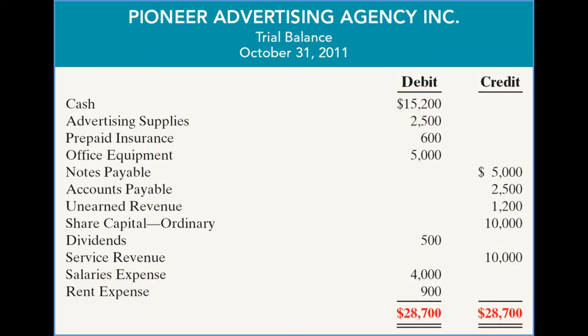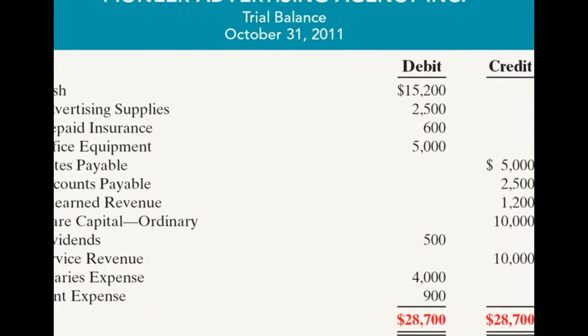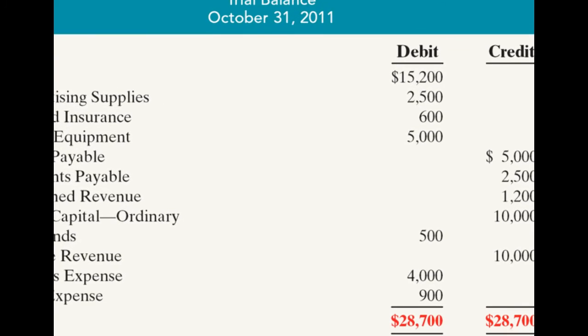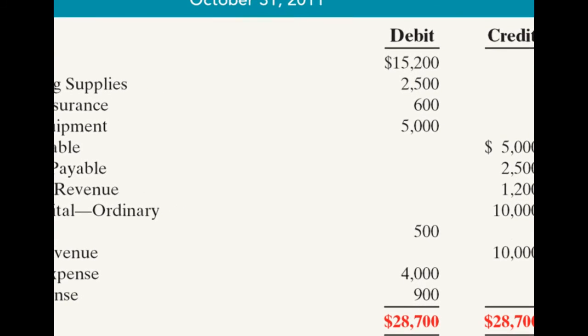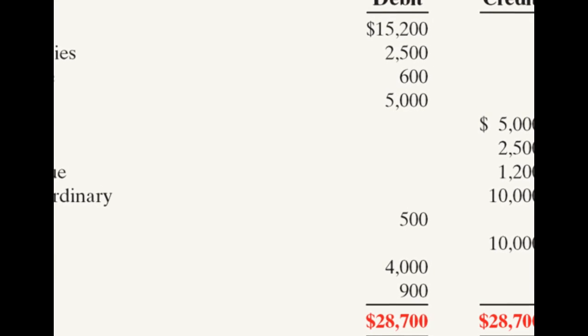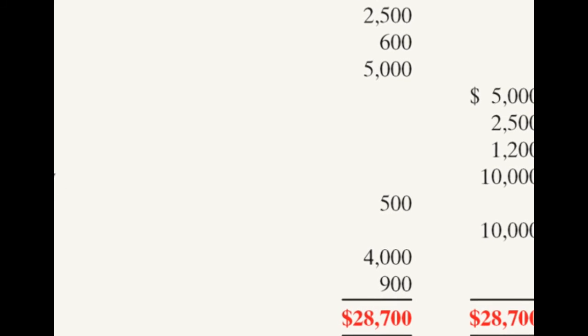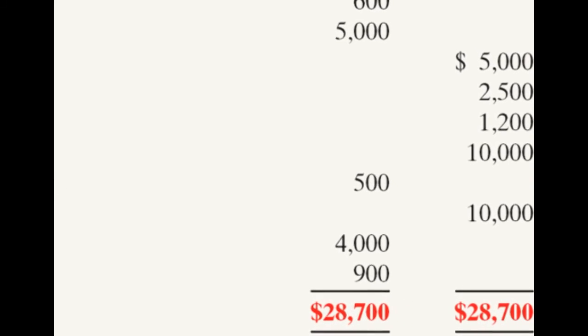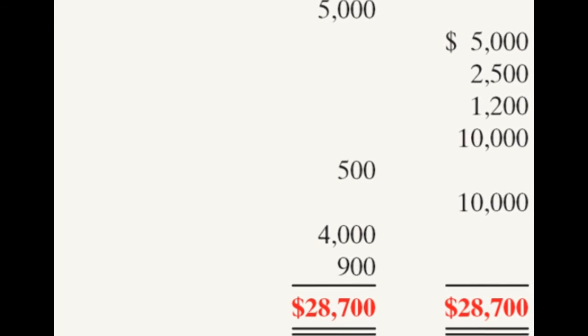This illustration shows the trial balance prepared from the Pioneer Advertising Agency Incorporated ledger. Note that the total debits are about $28,700. That is equal to the total credits, which are also about $28,700.